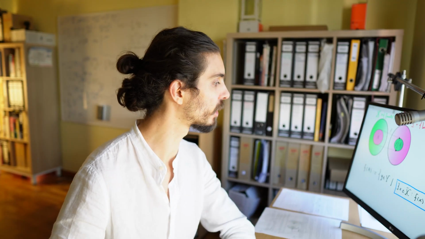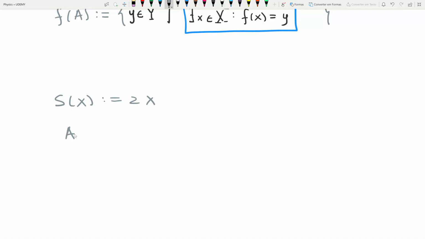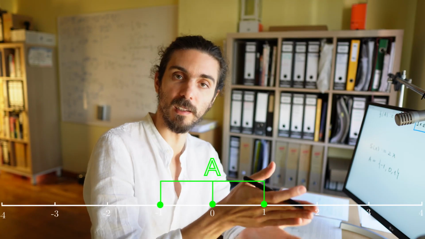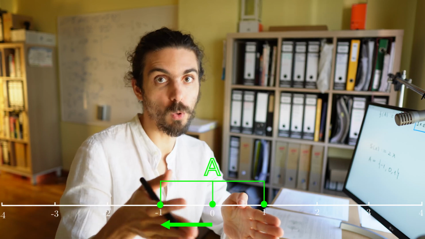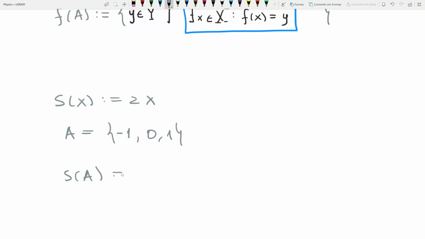The specific function we are going to use is a function s of x, which is by definition just 2 times x. And the set that we are going to consider is a set A, which contains 3 elements: -1, 0, and 1. Geometrically, this set is centered at 0, 1 unit to the left, 1 unit to the right. So when I act with this function s, which is a bijective function, this gives us what? Well, -2, 0, and 2.